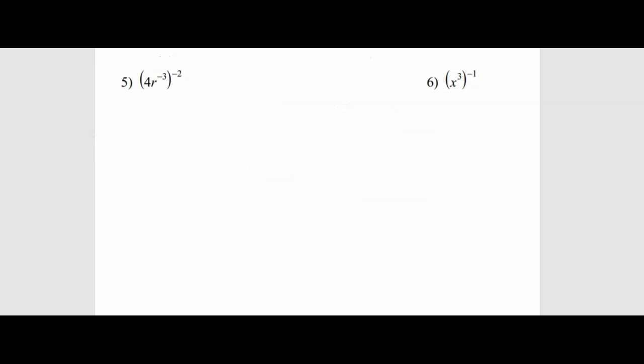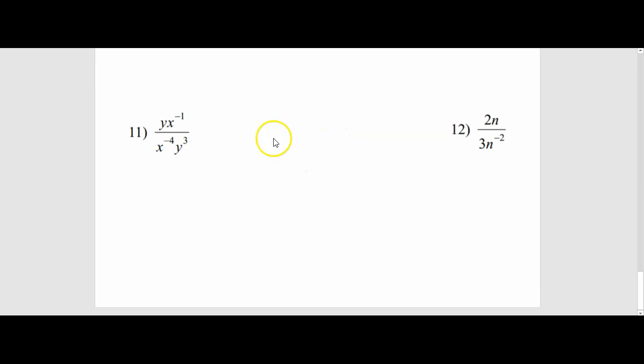Let's squeeze in one more. Let's look for a little bit more of a complicated one. Let's do number 11. That looks complicated. Okay, again, I'm just going to apply the quotient rule first. And here, remember, I got to compare variables that are the same. So let's look at my y's.